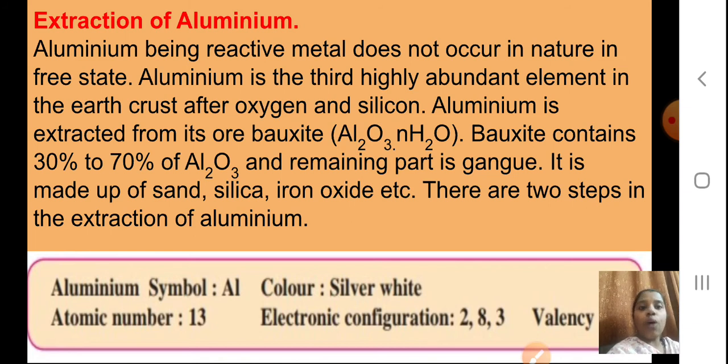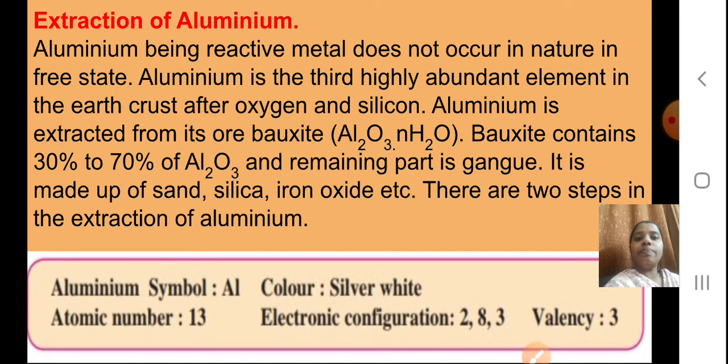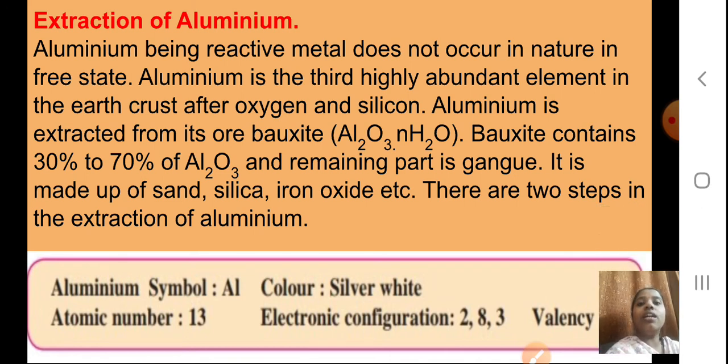Now, the aluminium symbol you will remember: Al, capital A and small l compulsory. Atomic number 13. Color silver white. The electronic configuration, important to remember, is 2, 8, 3. If you remember the electronic configuration, you know the valency is going to be 3, as the last orbit has 3 electrons. It is easy for it to lose those 3 electrons and get stability, right? The octet will be complete. So its valency is going to be 3. I hope this basic information about aluminium, where you get it and what it contains, you have understood.